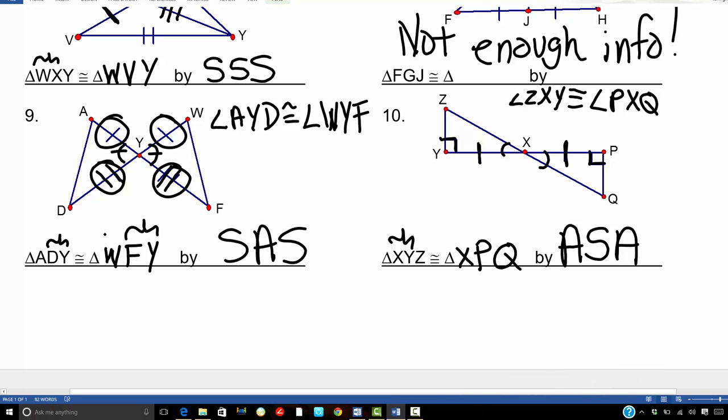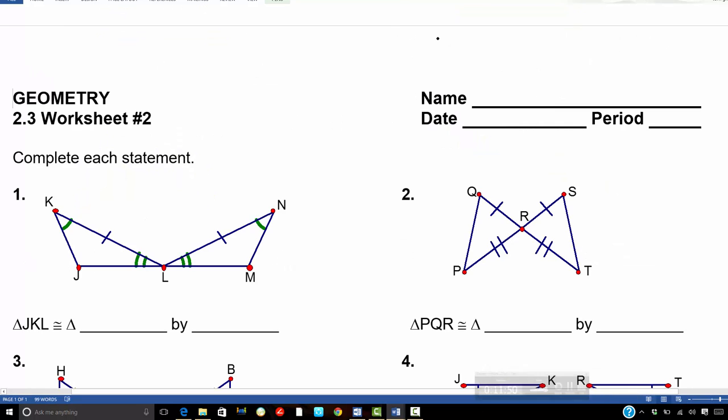So again, we're going to move to the next sheet. Pause if you need to get everything written down. So we've got some more of the same here on worksheet number 2. Worksheet number 2, we've got 2 triangles once again. Everything is marked for us, and it should be pretty clear. We've got 2 angles here, and we've got the side that is in between the 2 angles.